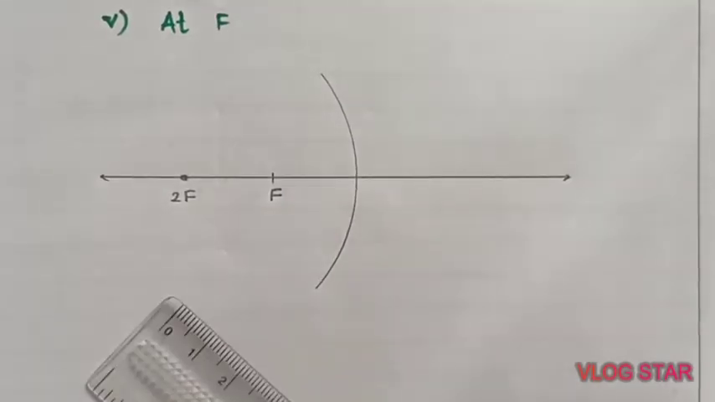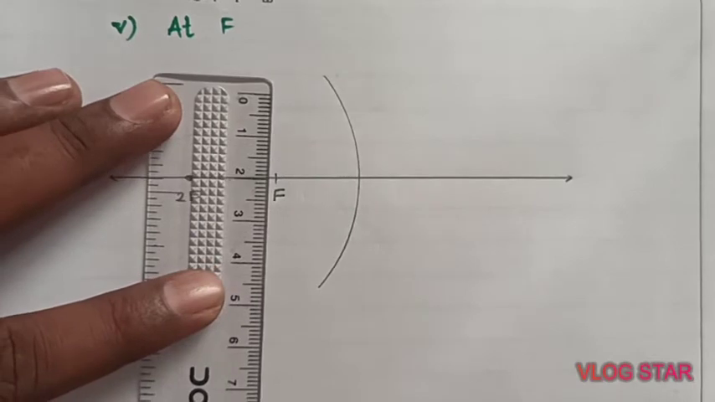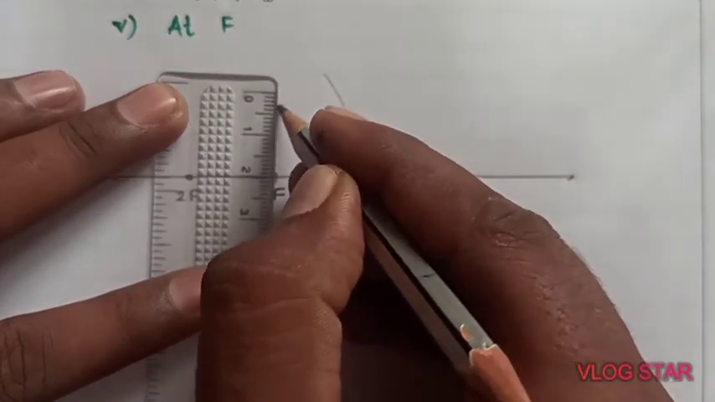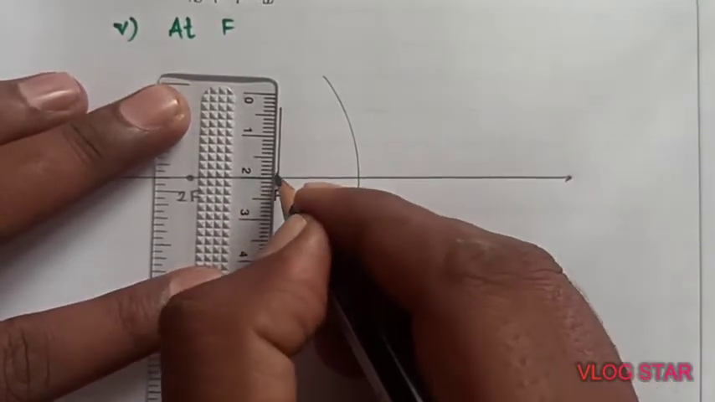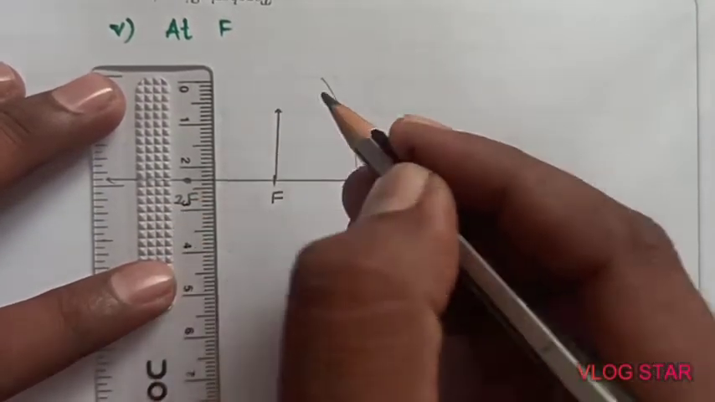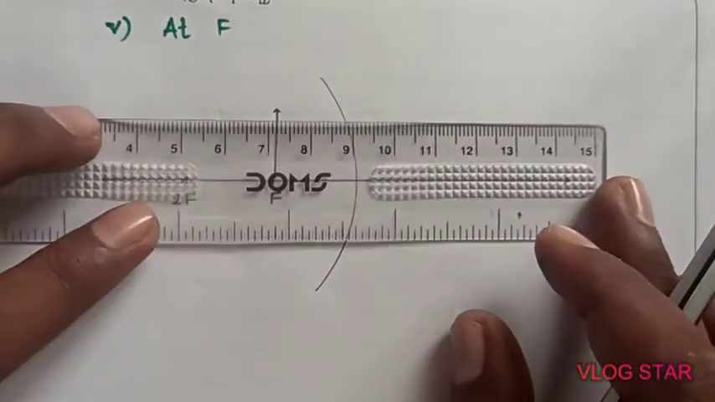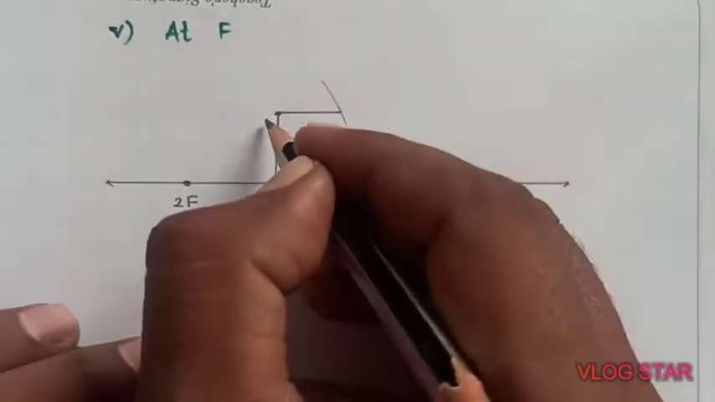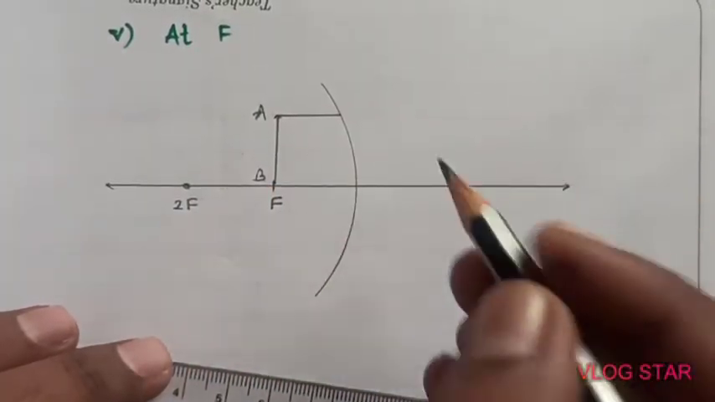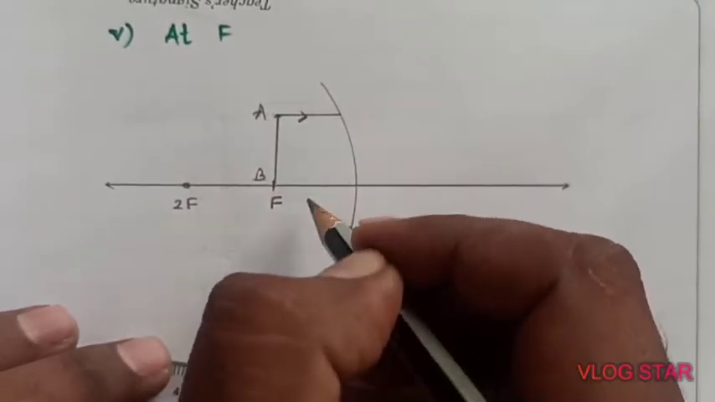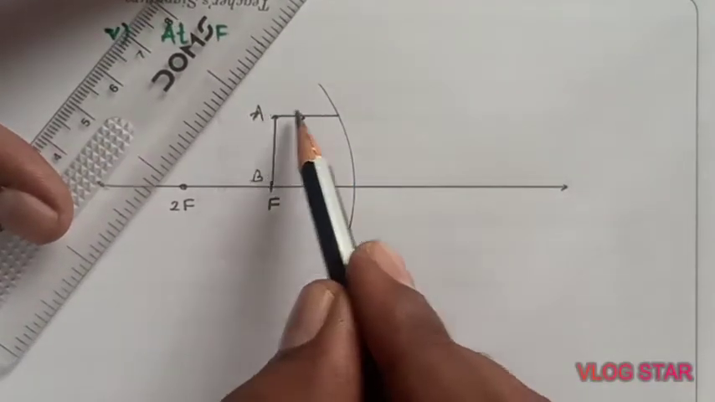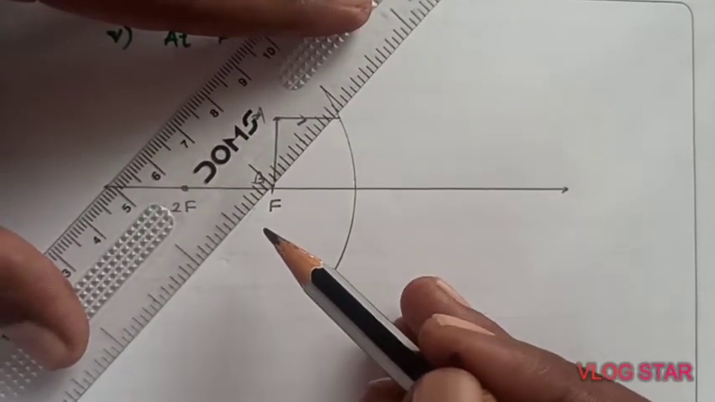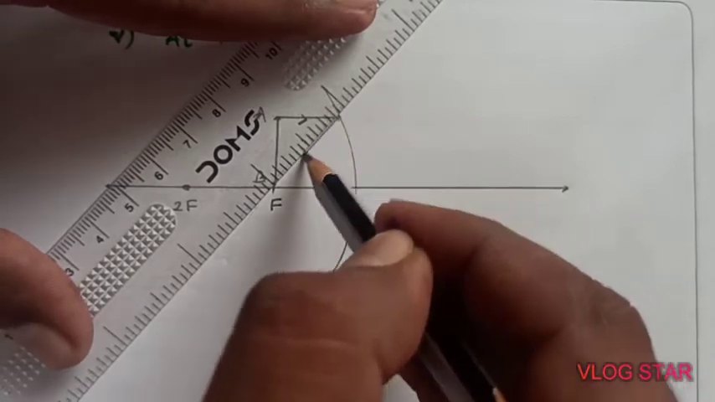Now this is the position where the object is placed at the focus. So we'll place our object here, at the focus. It should be more and more accurate. So what happened? The incident ray is parallel. This is AB first of all. So this is the incident ray which is parallel to the principal axis. The rule says after reflection this will move in the direction of the focus. This is the reflected ray.